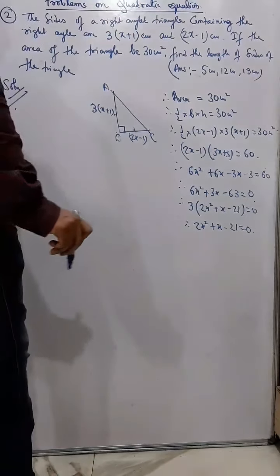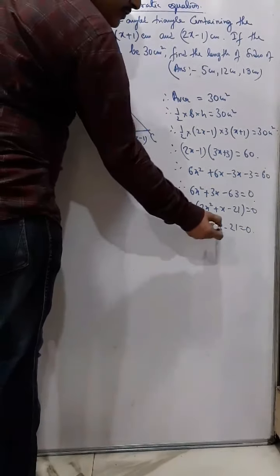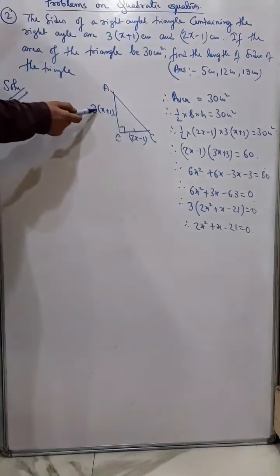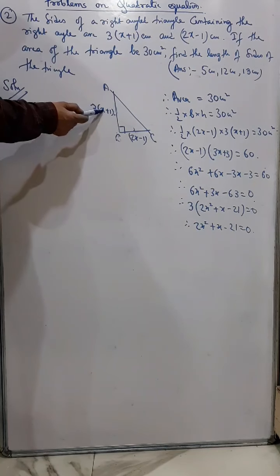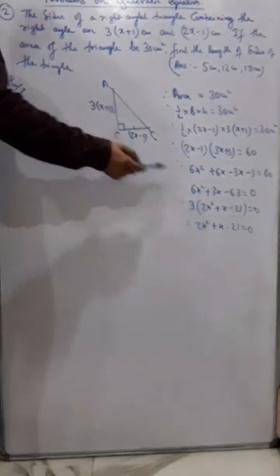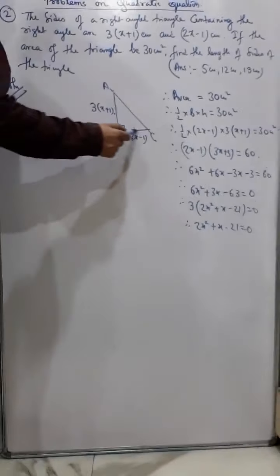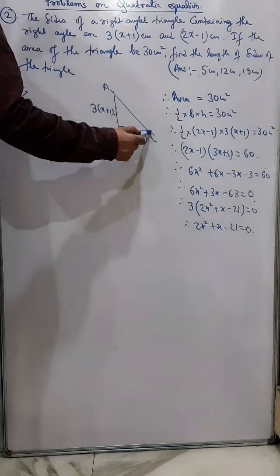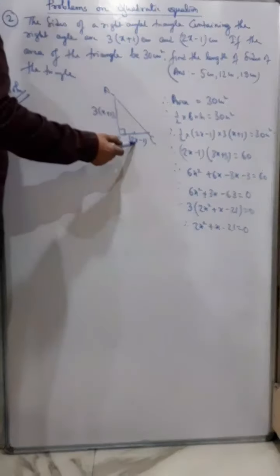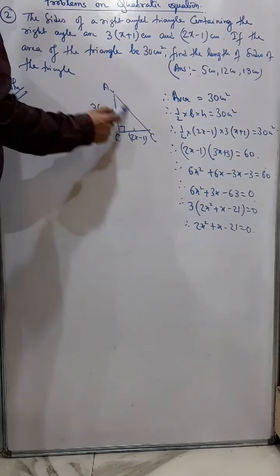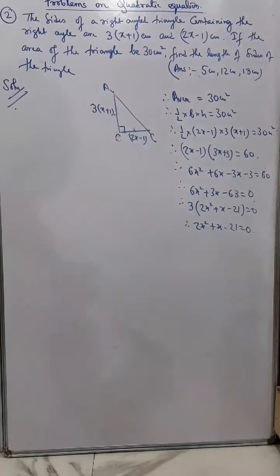After getting the value of x, you put it in the first side, then in the second side, and then you can use the Pythagoras theorem to get the third side. So you will get 5 and 12, and by applying the Pythagoras theorem you will get 13, and that will be your answer.